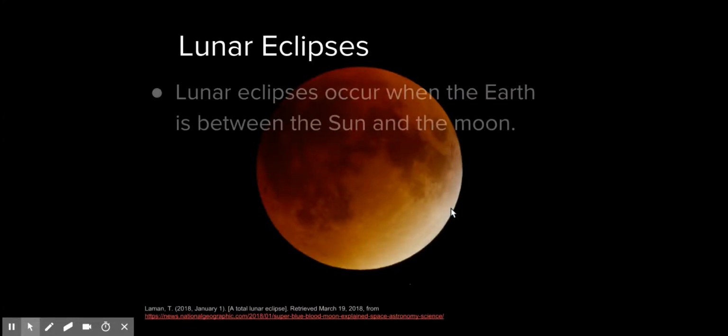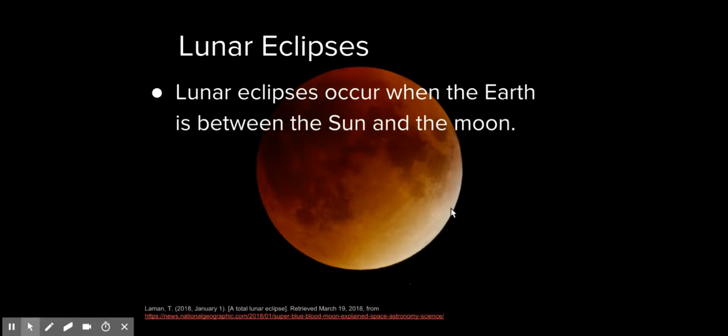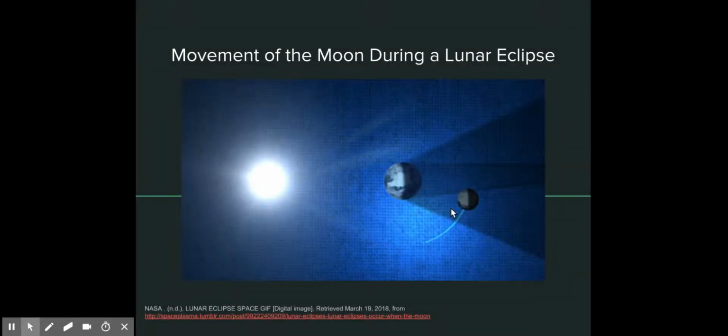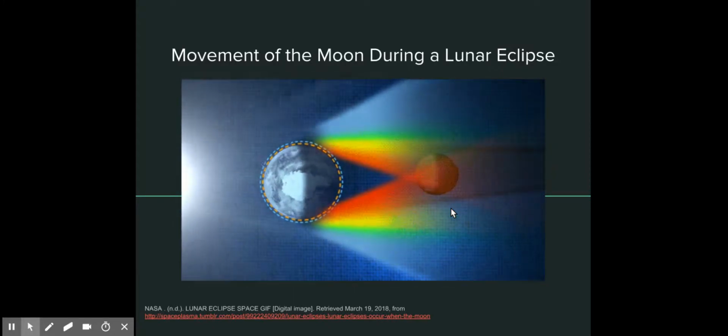Lunar eclipses occur when the Earth is between the sun and the moon. As the moon passes behind the Earth, Earth casts a shadow on the moon. So we can see from this animation that as the moon travels behind the Earth, it is going to cast a shadow on the moon. The Earth's shadow will typically look red, making the moon look red. The reason that it looks red is the same reason that the sky looks red during a sunrise or a sunset. It's because of the angle of the sunlight as it's hitting our atmosphere.